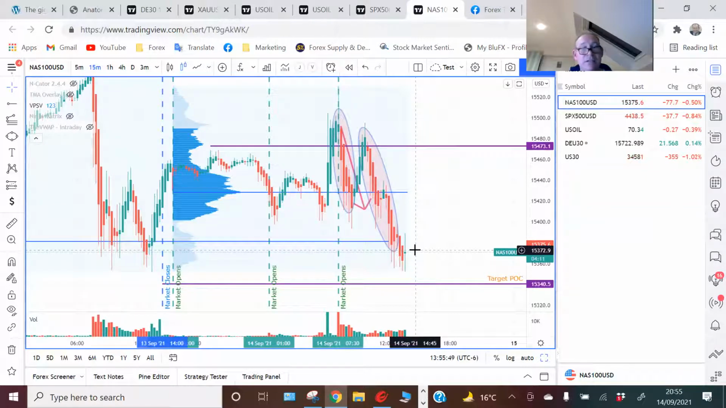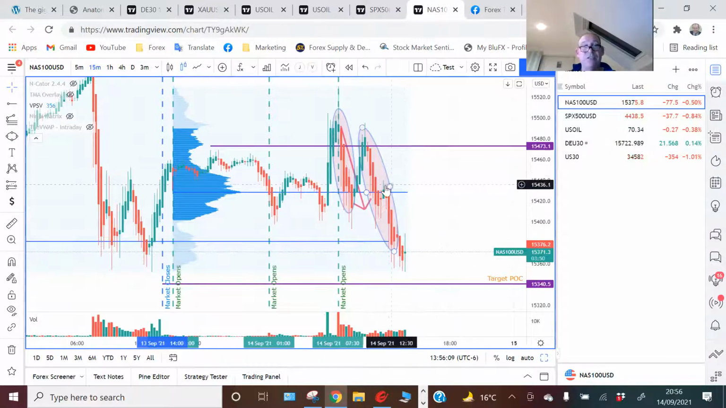How easy is that? All we do is set up the conditions and wait for the condition. Maybe the conditions won't work. We will eventually lose trades with these. I've got to be honest, we will eventually lose trades. But there's your target there.